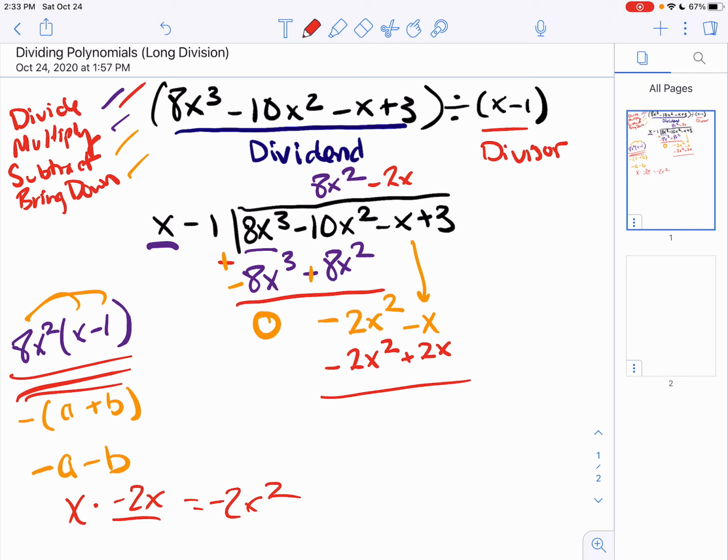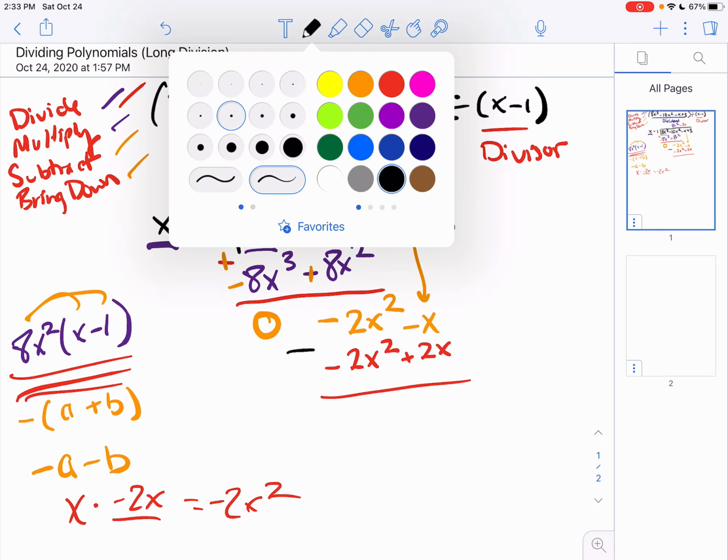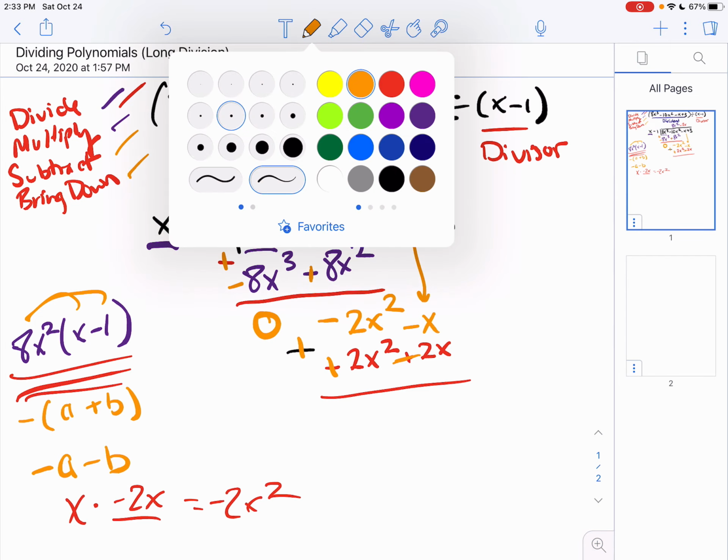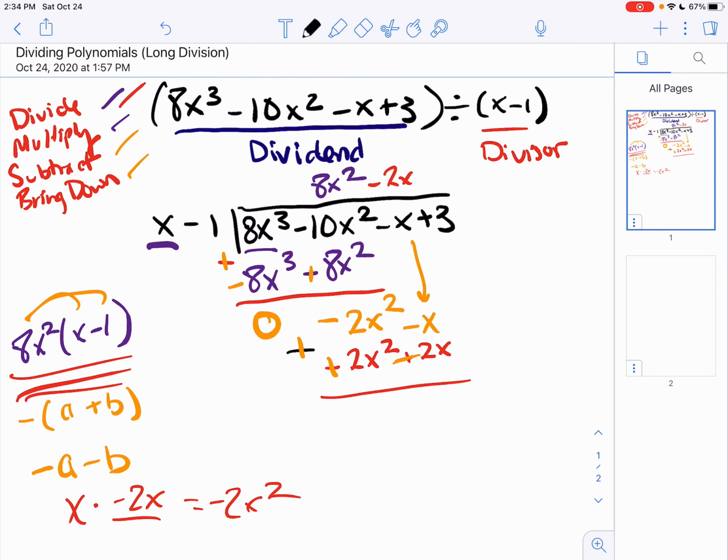All right, so I have to do my subtraction now. Once again, this is kind of ugly. Negative minus negative, I don't like to do that. So I'm going to change my subtraction sign into a plus sign, and I'm just going to change all of my signs inside. So when I do my addition now, I get negative 2x squared plus 2x squared, I get 0. I have negative x plus negative 2x, so that's negative 3x. All right, now I'm going to bring down my 3.